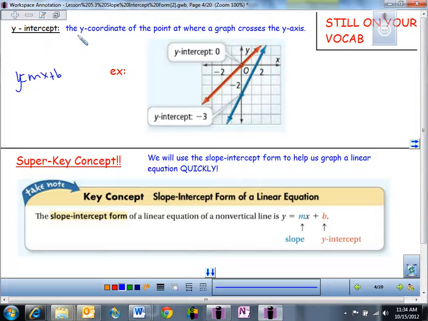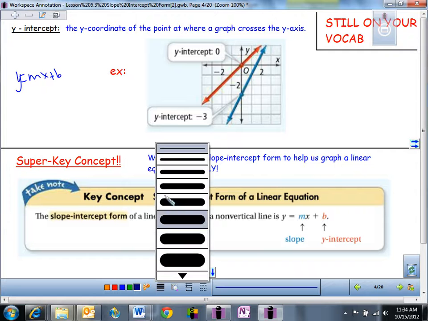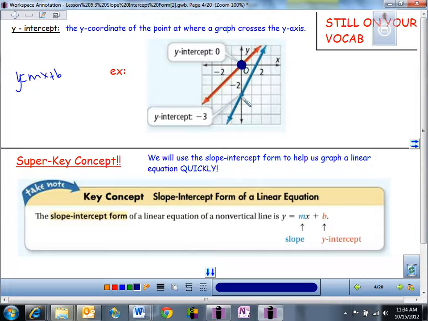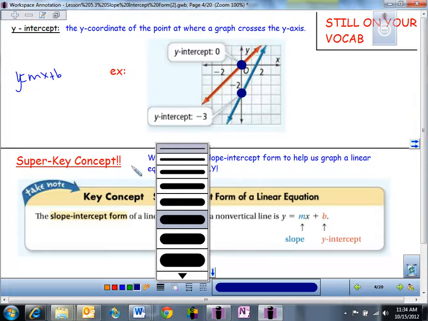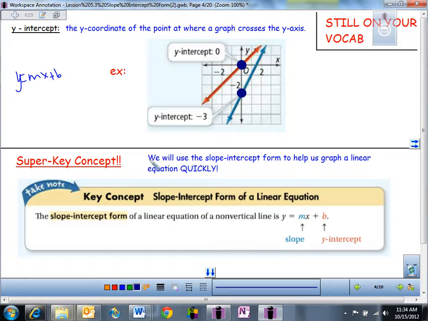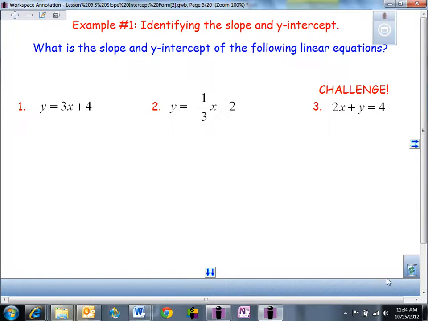So the y-intercept is the y-coordinate where the graph crosses the y-axis. So if we look at these points here, I'm crossing at 0 and I'm crossing at negative 3. And then we use those to find our b value. So super key concept. We will use slope-intercept form to help us graph a linear equation quickly. So m is our slope, b is our y-intercept.